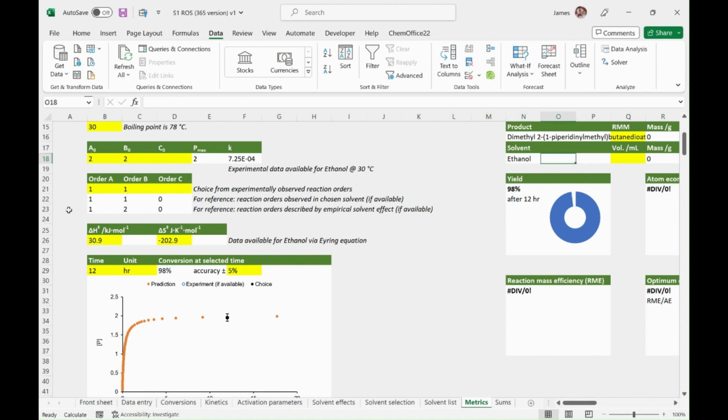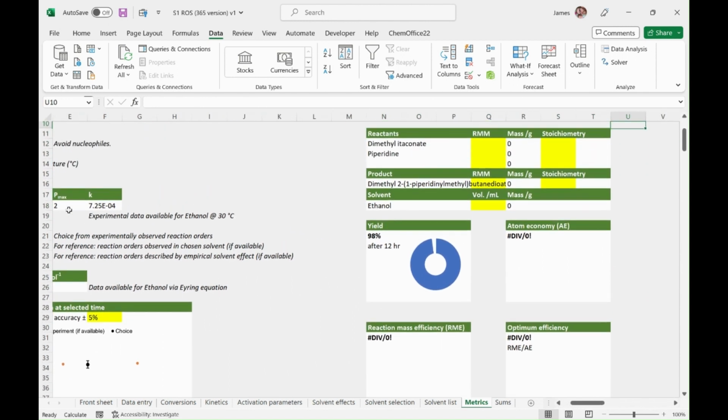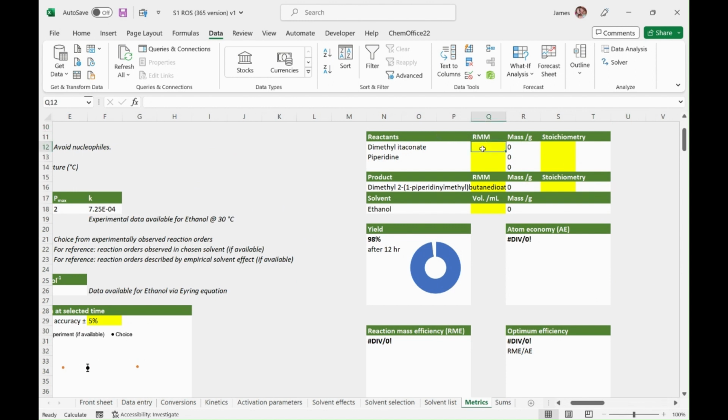The other thing we can do is see how that influences the metrics of the reaction. On the right hand side I need to put a bit more information about the reagents. So dimethyl acetonedicarboxylate, I add its molecular mass, same for pyridine. I also need to tell the software the stoichiometry of the reaction, which is 1:1. It's an addition reaction, so the product has a mass corresponding to both the reagents. And then to work out the mass metrics, I need to have a volume of solvent. So if I chose 22 milliliters, for example, about 10 grams of product.